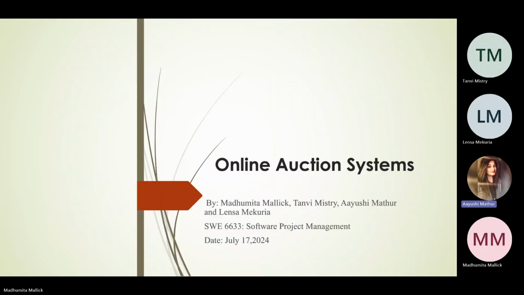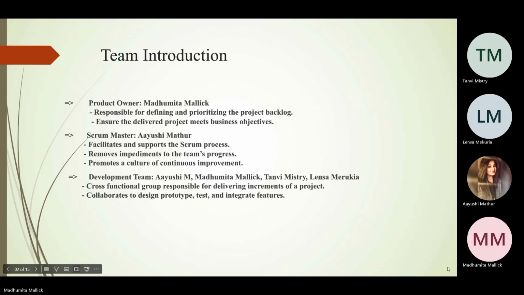I would like to start by introducing the team with their roles and responsibilities. So here is our team. We have product owner Madhumita. She is responsible for defining and prioritizing the project backlog and ensuring the delivered project meets business objectives.